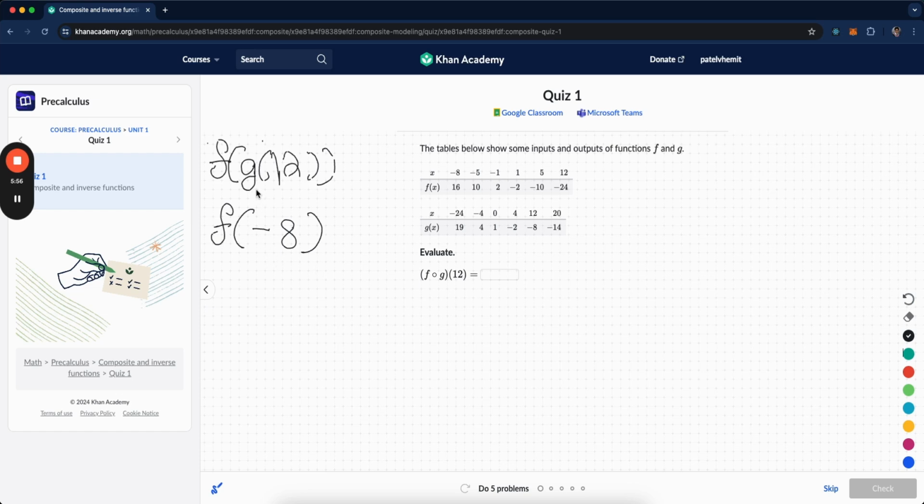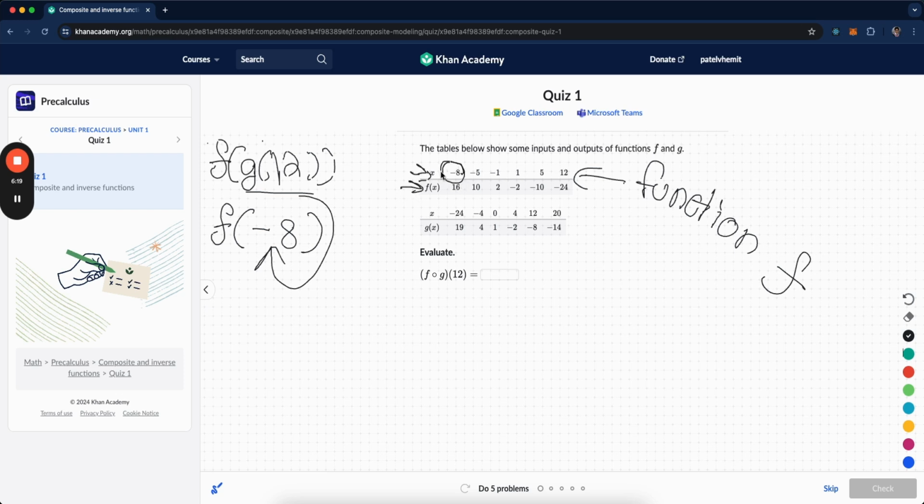Because the output of function g becomes the input to function f. So if we cross-reference to our table here, in this case, this one serves for the function f. If we look over here, we'll see it's the first one, because this is our input, this is our output.